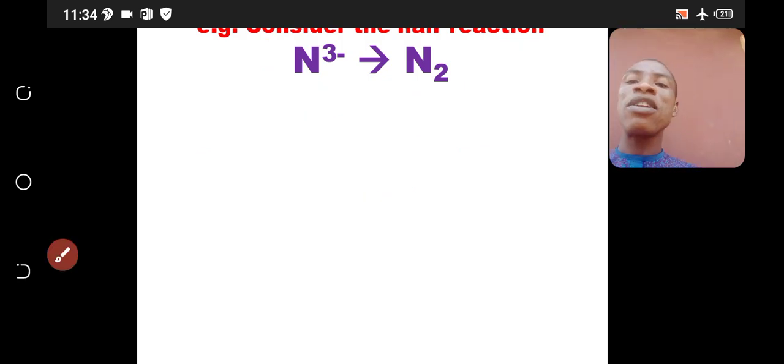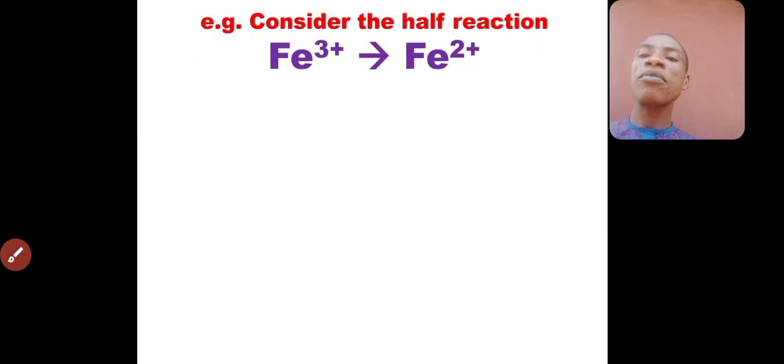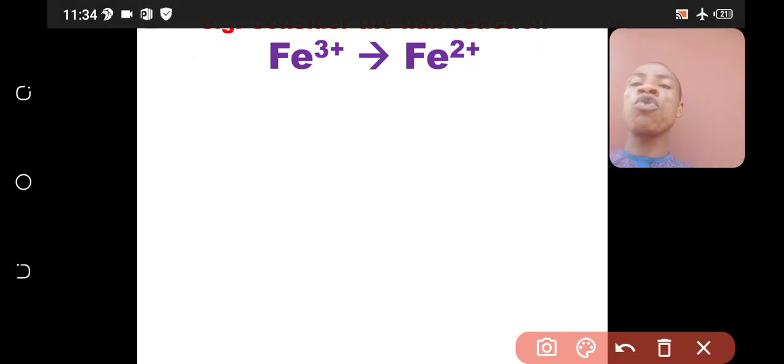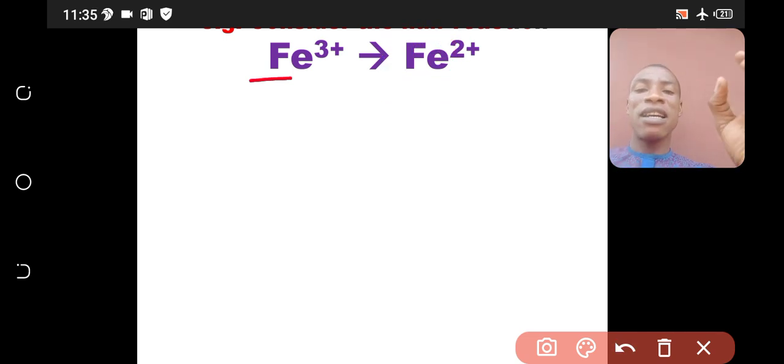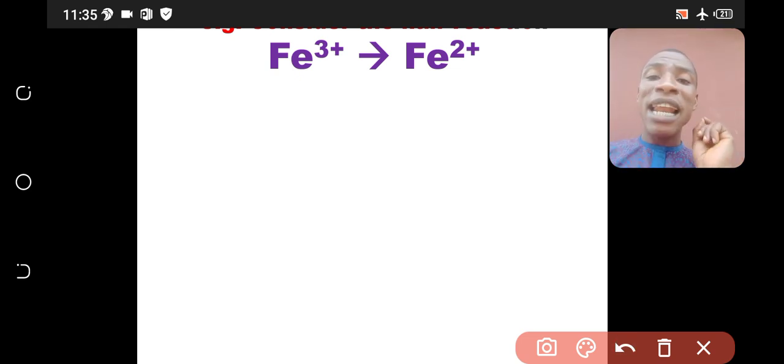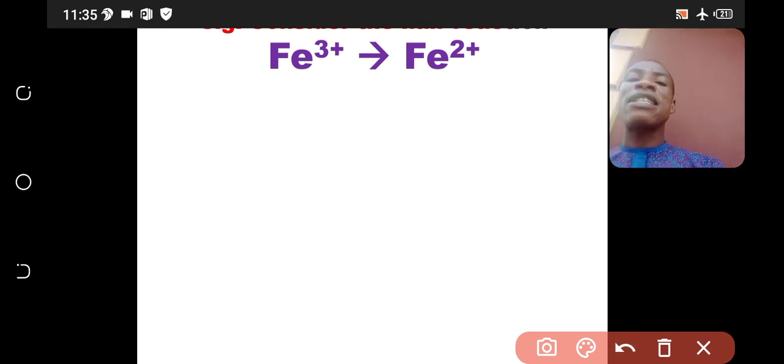So let's look at another equation: Fe3 plus giving us Fe2 plus. The first thing is to balance the atoms first. Fortunately, the atoms are balanced. We have only one atom of Fe here, and also one atom of Fe here. So the Fe is balanced by atom.